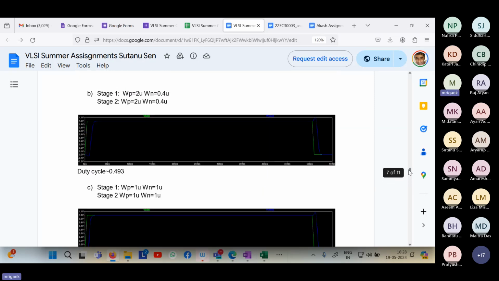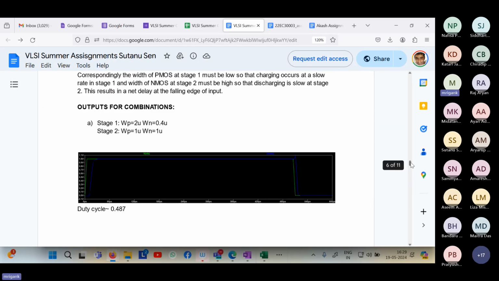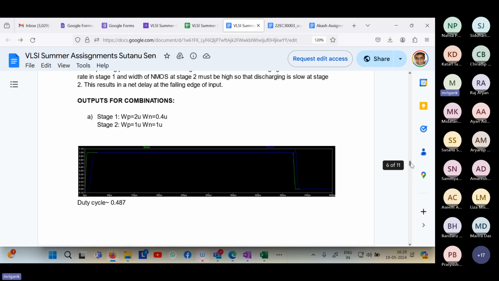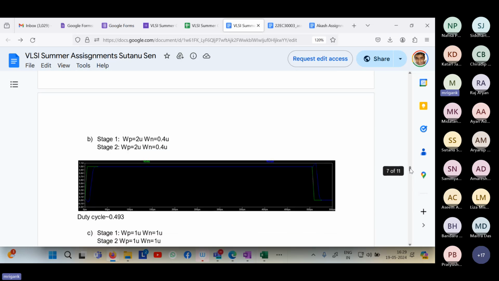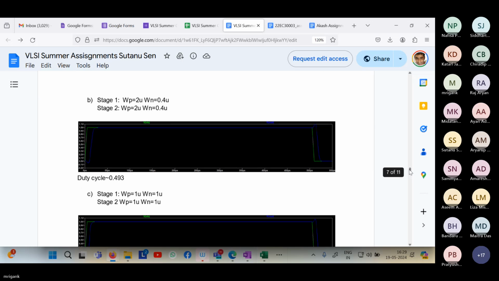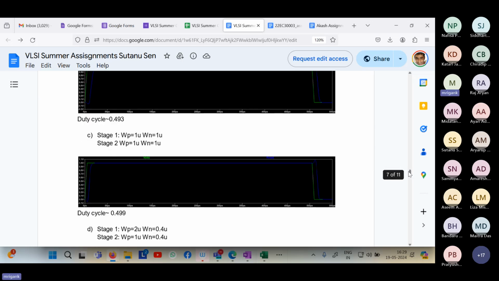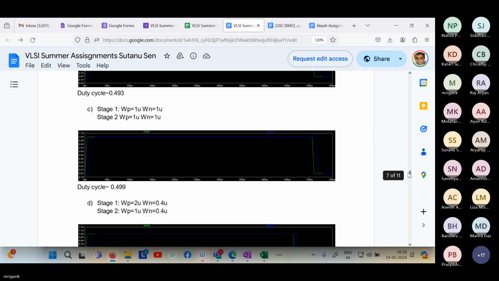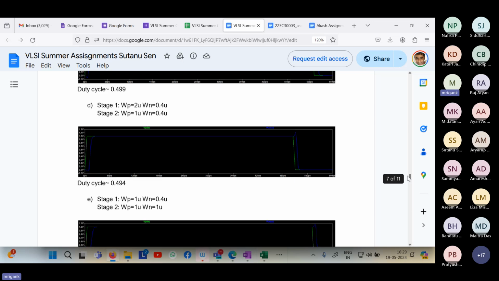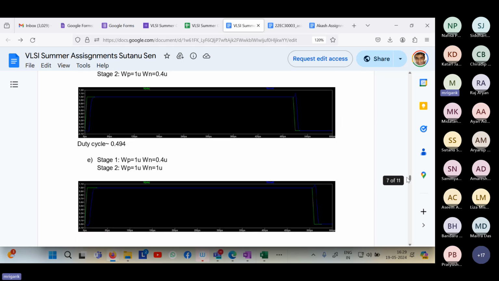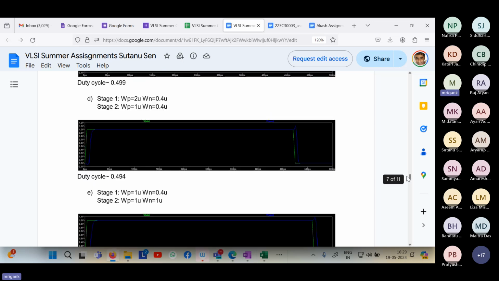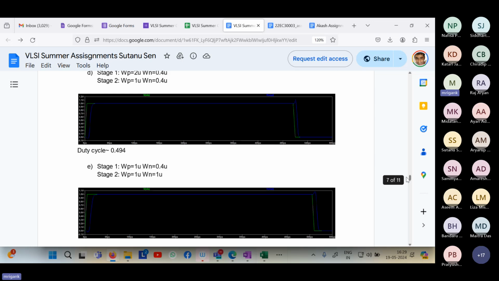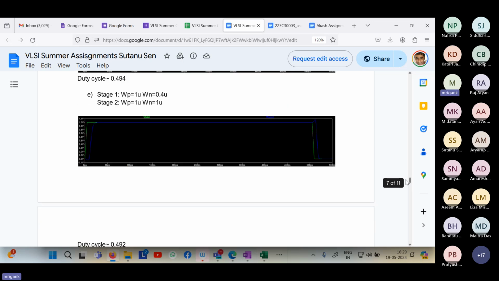So here, if we are looking at the worst case, stage 1, WP 2 and 0.4, W 1, stage 2 is this. Stage 1, stage 2. Too many combinations, I think, A and B. So I had given only 2 combinations to be tested, right? So not all 4. So W 2 and 0.4, 1 and 0.4, 1 and 0.4.